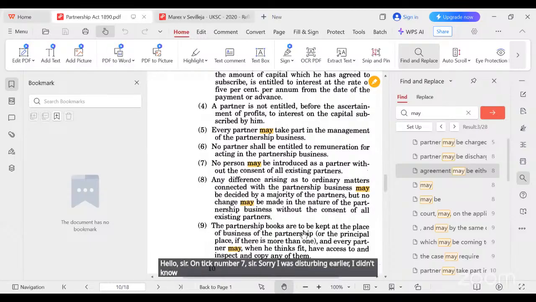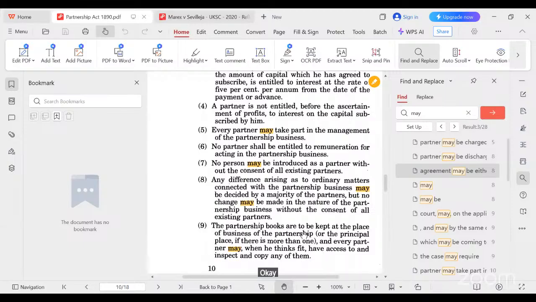Okay. No person may be introduced as a partner without the consent of all existing partners. I think this rule should be maintained. I think it's fair enough.